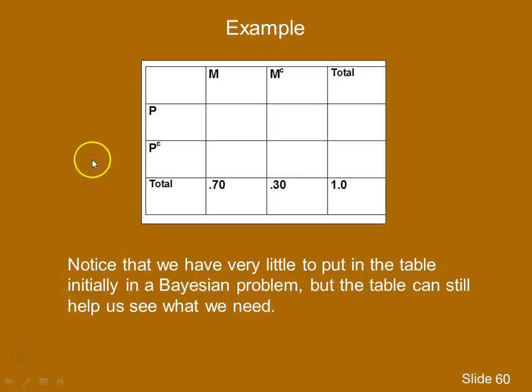I still encourage you to draw a table, even though with a Bayesian problem, you don't have a whole lot to put in the table initially. We have our prior probability of m and m complement to be 0.7 and 0.3. We don't know these intersections yet. We were given a lot of conditional probabilities, but remember, they don't go in the table. However, the combination of those conditionals and these marginal probabilities will allow us to figure out all of these intersections. But the table can still kind of help you see what you'll need.